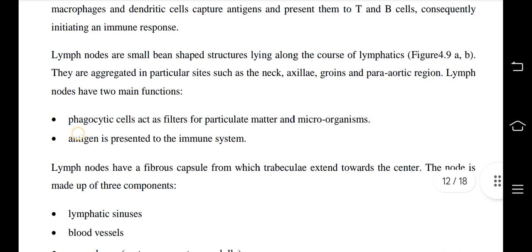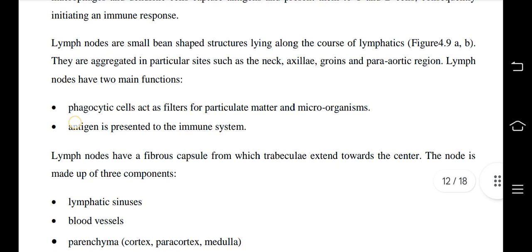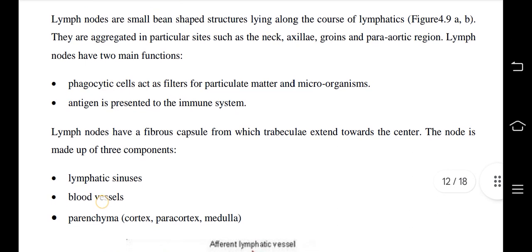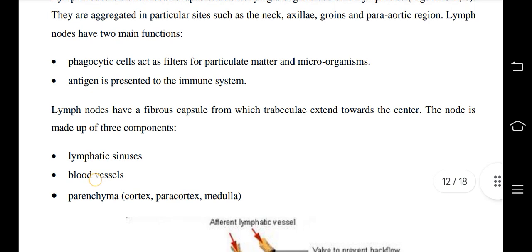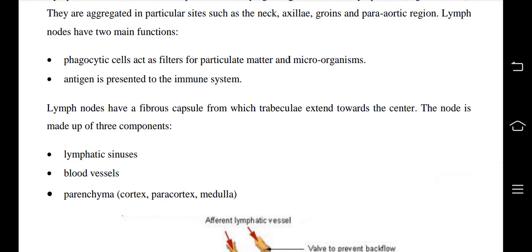Lymph nodes are small bean-shaped structures lying along the course of lymphatics. They are aggregated in particular sites such as the neck, axillae, groins, and para-aortic region. Lymph nodes have two main functions. Phagocytic cells act as filters for particulate matter and microorganisms. Antigen is presented to the immune system.